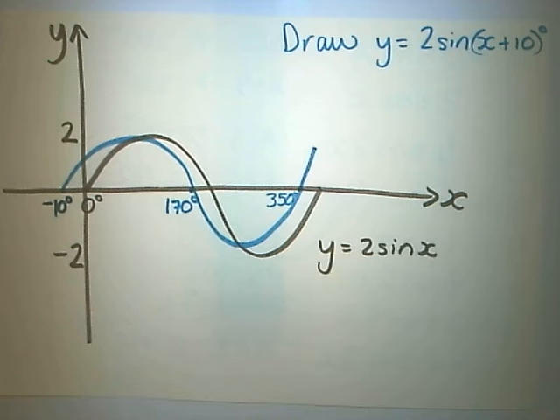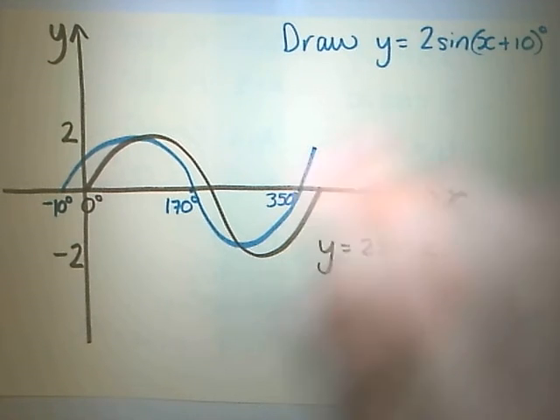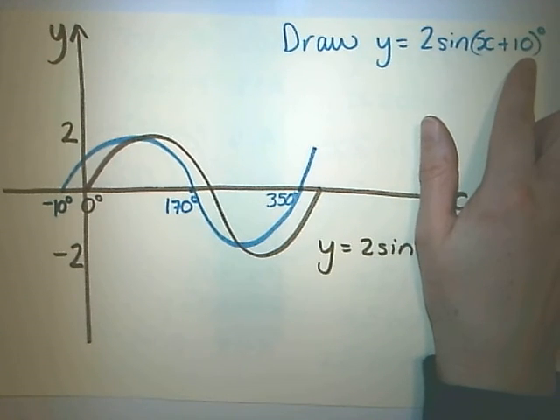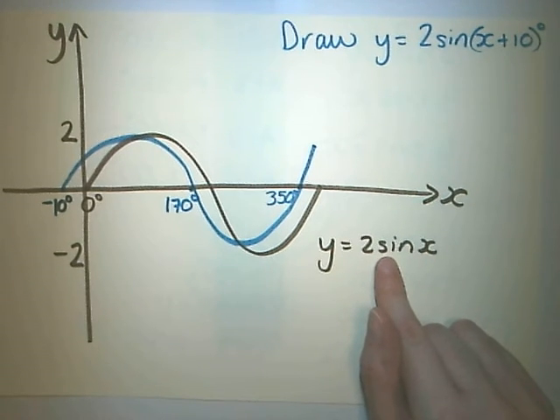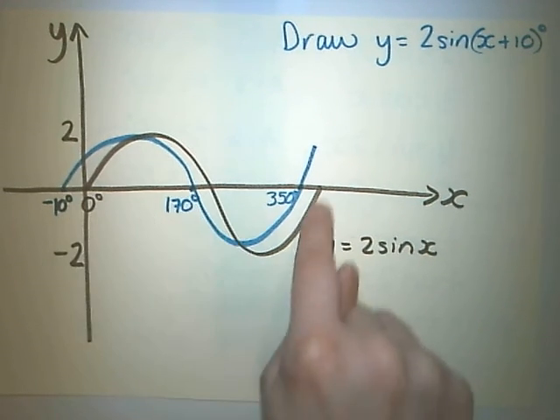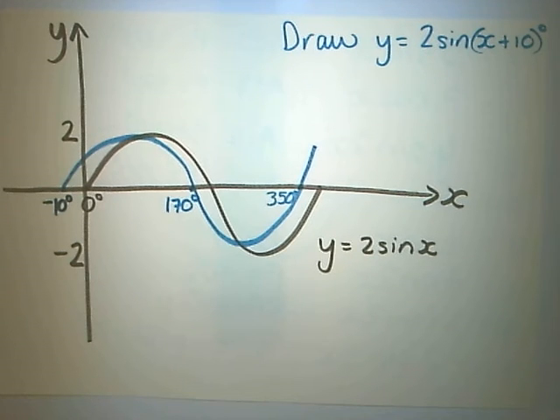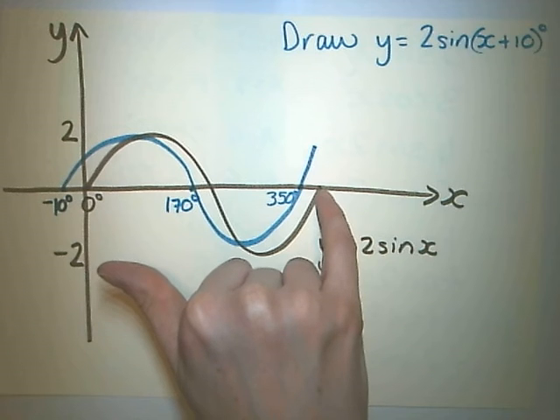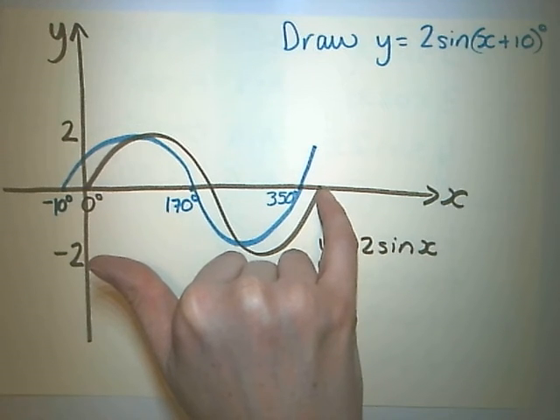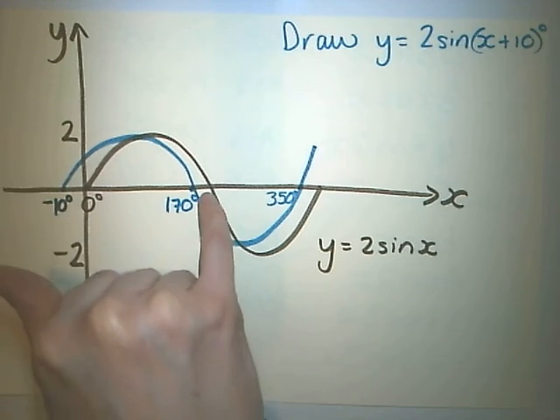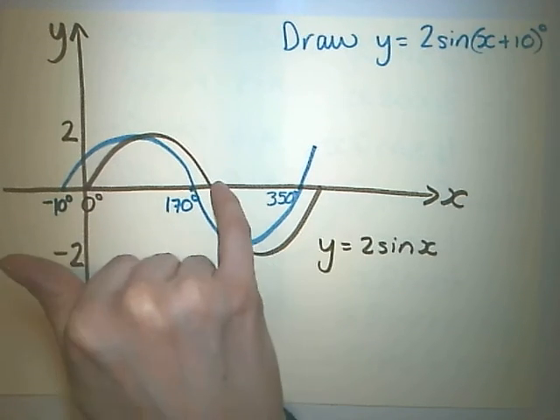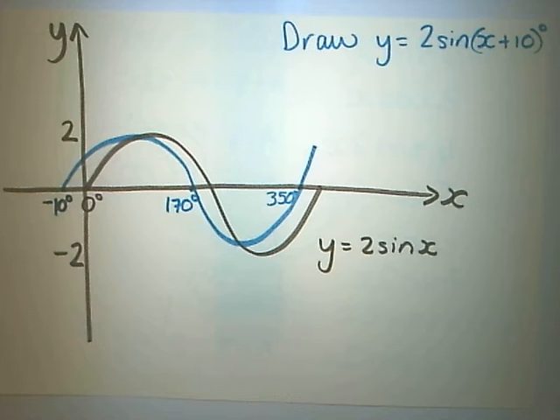Okay, on this one, before you're able to draw y equals 2 sine x plus 10 degrees, you have to draw y equals 2 sine x first. So you can see my brown graph is the y equals 2 sine x. It's up at 2, down at -2, and it cuts at 180 and finishes at 360. I've just not written those numbers on because I didn't really have much room, but make sure you do show as many numbers as you can when you're drawing your diagrams.